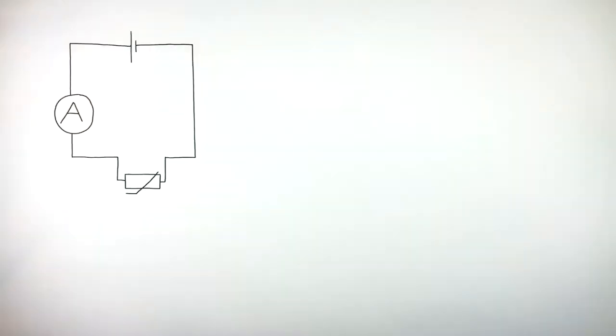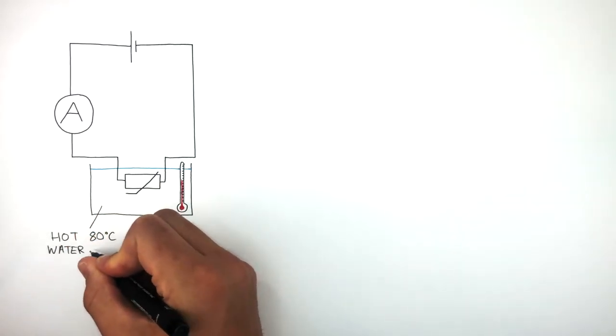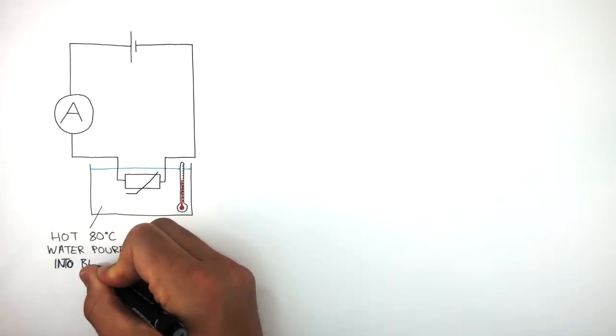Here's a series circuit containing a cell, an ammeter, and a thermistor. So this series circuit is a sensor circuit, as the thermistor is sensitive to temperature. This thermistor has been placed into hot 80 degrees water, which has been poured into a beaker.